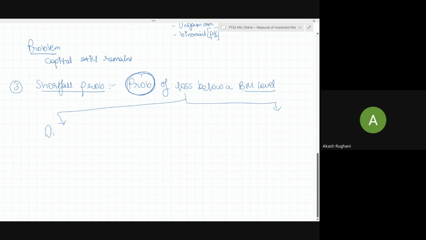If it is discrete, the probability of x less than L will be nothing but the summation of P of x equal to x for all values of x less than L. If it is continuous, the probability of x less than L, instead of summation, will be integration, so minus infinity to L f of x dx.